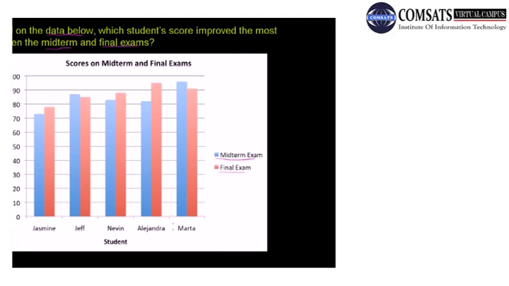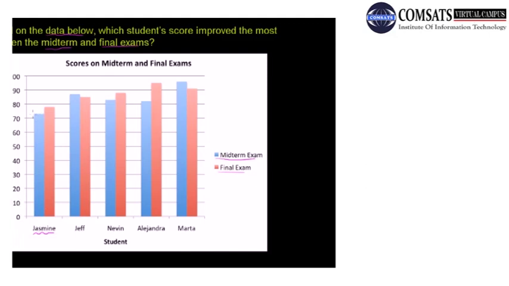And sometimes this is called a two-column bar graph because for each student here you have two columns of data. So if you were to actually look at the data itself, you have the midterm data and then you have the final exam data. Now, they're asking us which student's score improved the most between the midterms and the final exams. So if we look at Jasmine right over here, might as well start with her since she's the most to the left. It looks like she definitely did improve from the midterm to the final.